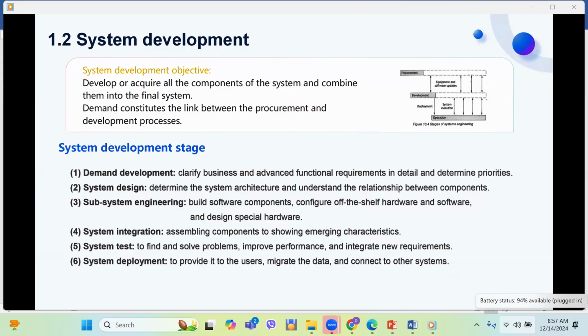2. System design: determine the system architecture and understand the relationship between components. 3. Subsystem engineering: build software components, configure off-the-shelf hardware and software, and design special hardware. 4. System integration: assembling components to show emerging characteristics. 5. System test: to find and solve problems, improve performance, and integrate new requirements. 6. System deployment: to provide it to the users, migrate the data, and connect to other systems.